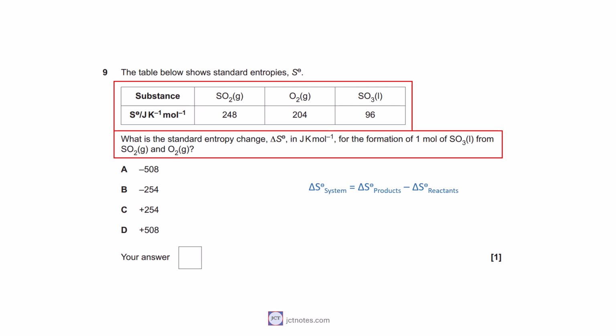The formation of 1 mole of sulfur trioxide requires 1 mole of sulfur dioxide and half a mole of oxygen. With the adjusted equation, we can calculate that the entropy change is minus 254. The answer is B.